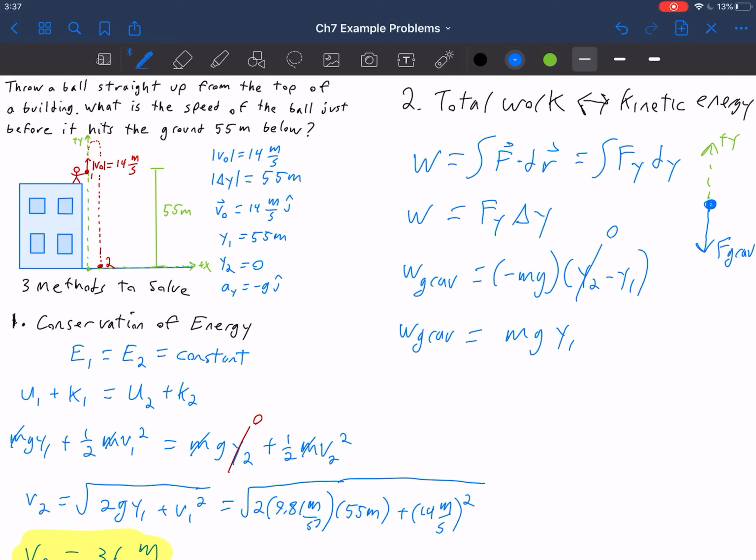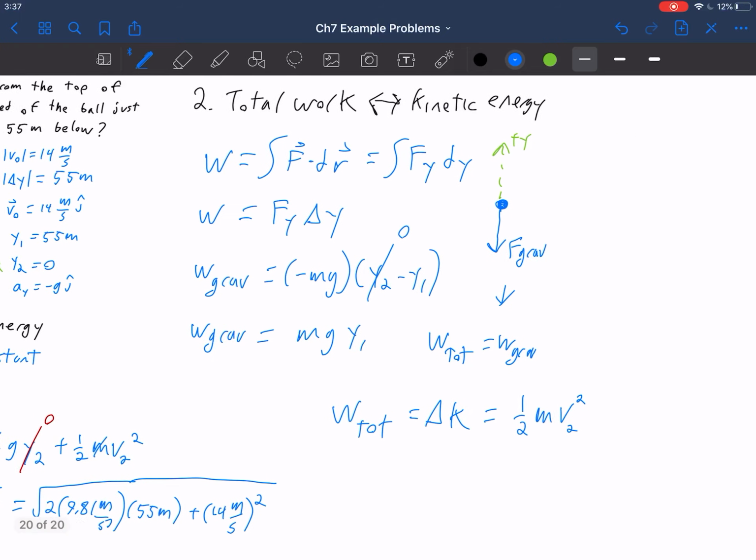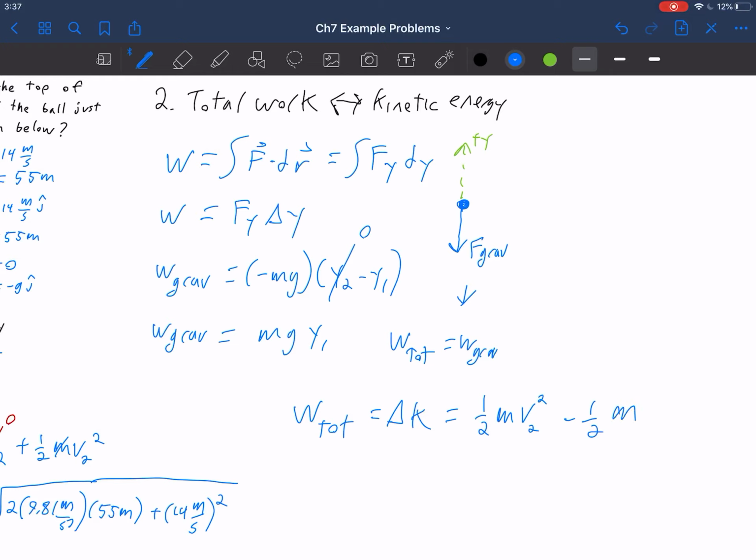We can note here that since the force of gravity is the only force, that tells us that the total work done on this ball is equal to just the work done by the force of gravity. And so now we can go ahead and use our work energy theorem. Okay, our work energy theorem is that the total work done on an object is equal to the change in the kinetic energy of the object. Or that's equal to 1/2 the mass times the velocity of the object at time 2 squared minus 1/2 the mass times the velocity of the object at time 1 squared. Okay, that's what our definition of changing kinetic energy is.